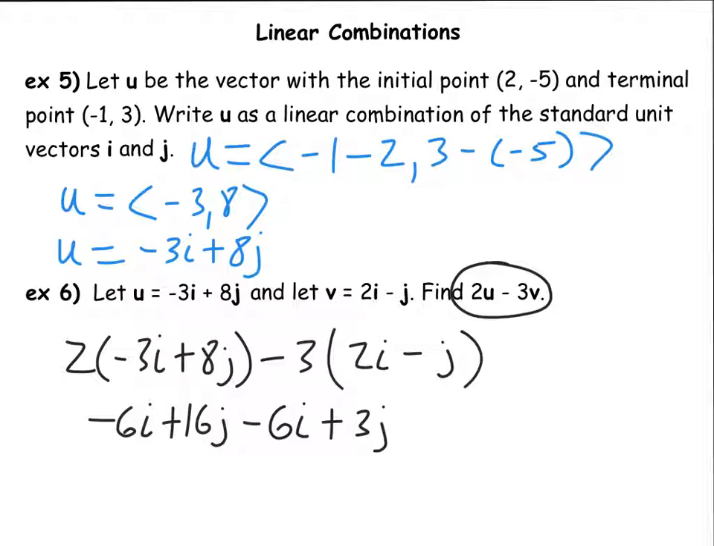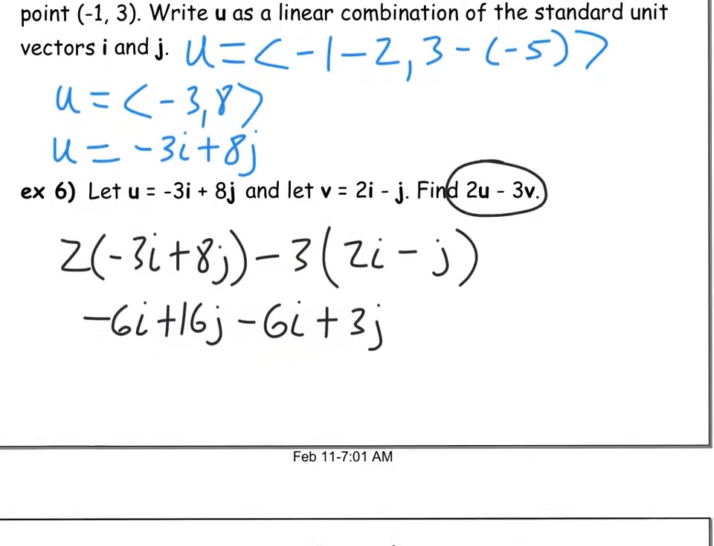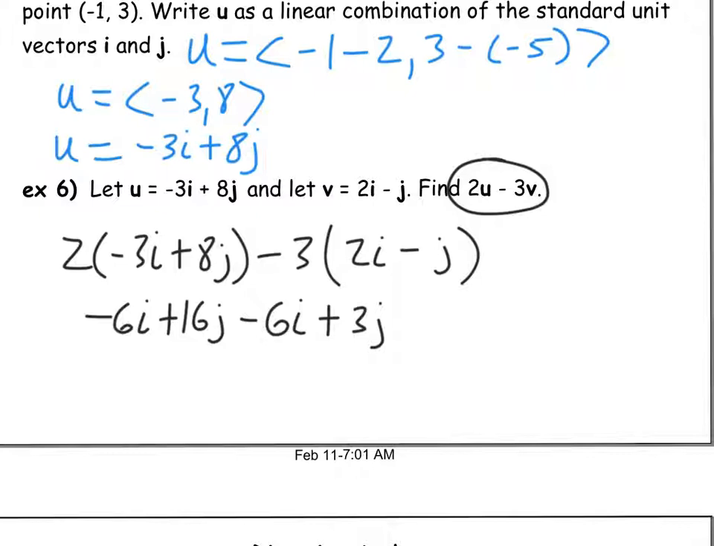And then at this point, it kind of becomes combining like terms. Negative 6 minus 6 would give me negative 12. 16 plus 3 would be plus 19. Okay? Linear combinations, they involve i and j. They can be a little bit easier to do vector operations with.